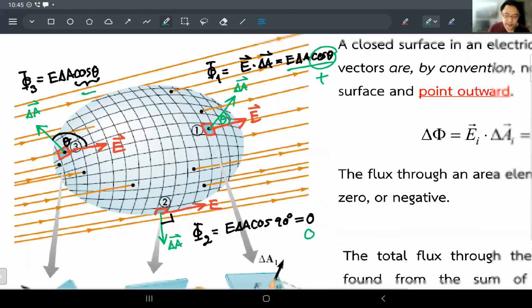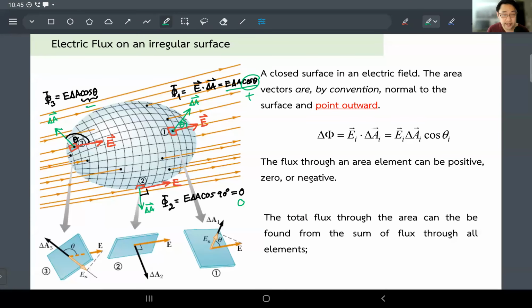This is the same scenario that you saw with the work done by the force F. You can have positive work done, zero work done when you apply force perpendicular to the displacement, or you can have negative work done, for example, like work done by friction. Same thing over here, because this is just a dot product between two vectors. So that means the flux can be either positive, zero, or negative.